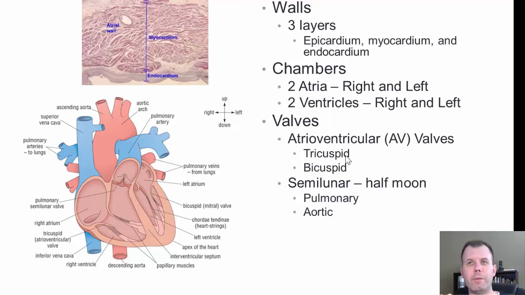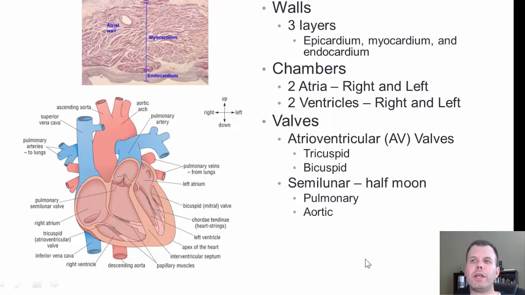You have the tricuspid valve, which is found between the right atrium and the right ventricle, and it has three walls that close up on it, and the bicuspid valve, which is in between the left atrium and the left ventricle. Again, this is the bicuspid because it has two walls. Sometimes you hear this called the mitral valve. So if you have a leaky mitral valve, that means the bicuspid valve is leaking, that it's not closing all the way, and you get blood leaking into it.